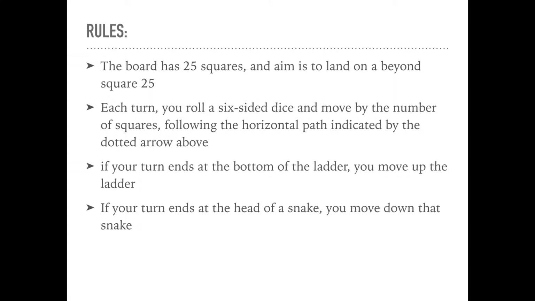So here are the rules. The board has 25 squares and the aim is to land on or beyond square 25. Each turn you roll a six-sided dice and move by the number of squares, following the horizontal path indicated by the dotted arrow above. If your turn ends at the bottom of a ladder, you move up the ladder. If your turn ends at the head of a snake, you move down the snake. Seems simple, right? Let's get started.